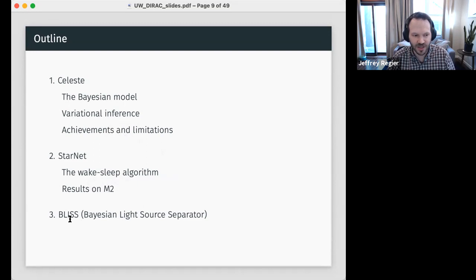And then finally, I'll introduce my current work, which is called BLISS, or the Bayesian Light Source Separator. BLISS is Starnet, but with the addition of a galaxy model. So Starnet worked only for crowded starfields, which was a particularly challenging test bed for the algorithm. BLISS adds on a galaxy model so that it can do general purpose deblending and cataloging. And let me say, there'll be time at the end to ask questions, but feel free also to ask questions during the talk if you like.